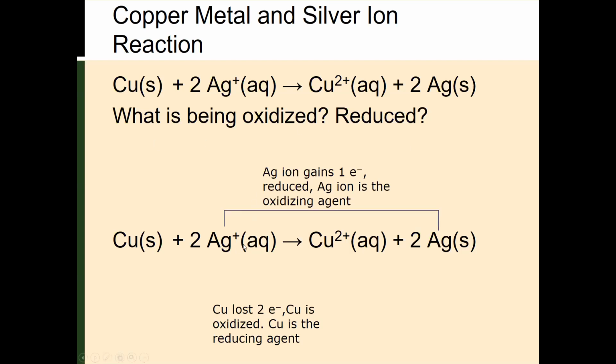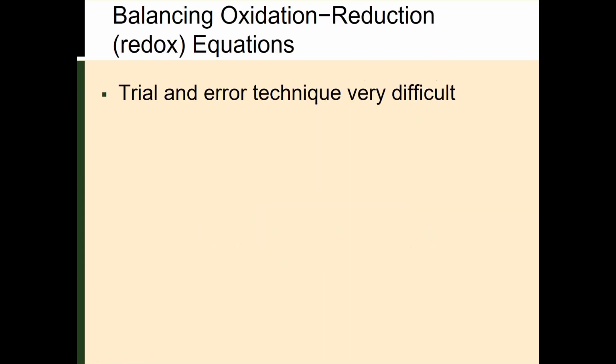And we can occasionally, if you want, draw what is called a bridge between the two that are undergoing changes. Sometimes this is a nice shortcut instead of rewriting everything. But for a lot of things, we're going to need to write the oxidation and reduction half reactions anyway. So we might as well go ahead and get started and write those.